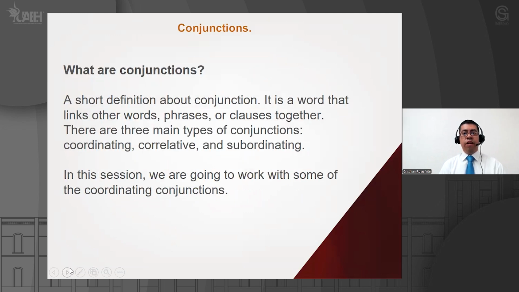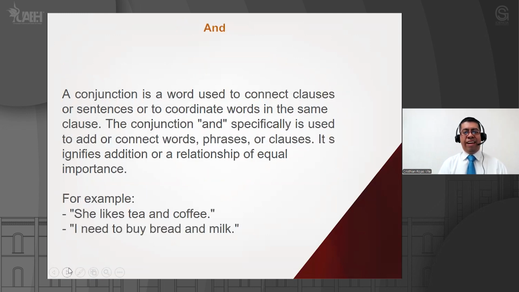Once again, what are the conjunctions? Well, a very short definition is that a conjunction is a word that links other words or phrases or clauses together. There are basically three main types of conjunctions: coordinating, correlative, and subordinating. In this session, we're going to work with some of the coordinating conjunctions. So let's jump into the next slide.